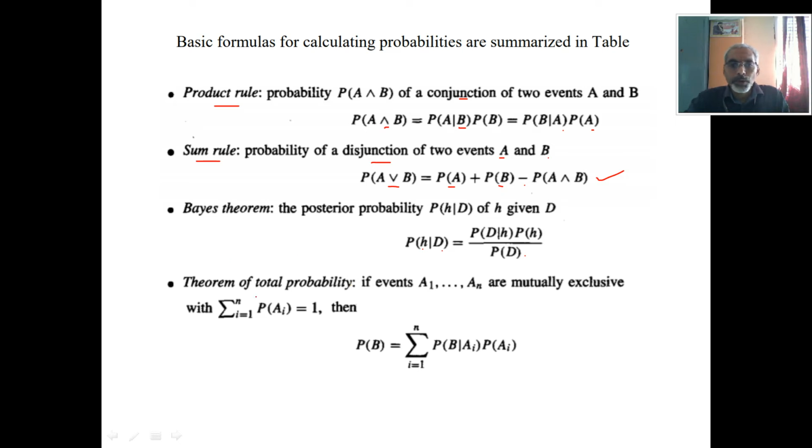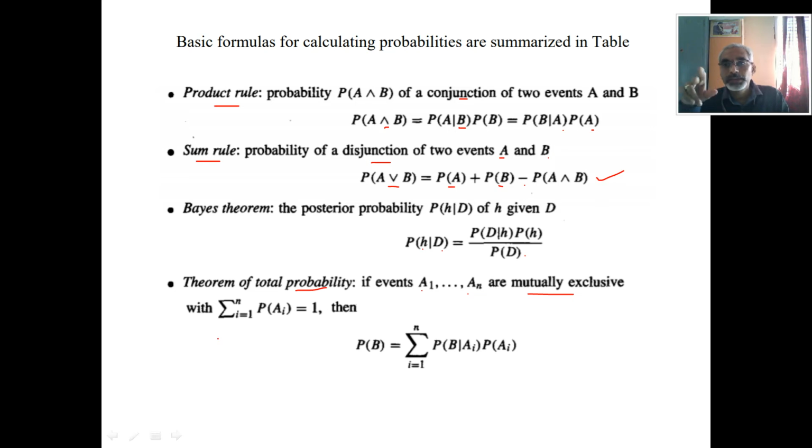Another very important theorem is the theorem of total probability. If events A1 to AN are mutually exclusive events, what do you mean by mutually exclusive events? These are the events which cannot occur simultaneously. Say, for example, if you toss a coin, what outcome are you going to get? You will get either head or tail. These are the two events, right? Event A1, event A2. A1 is head, A2 is tail, let us assume.